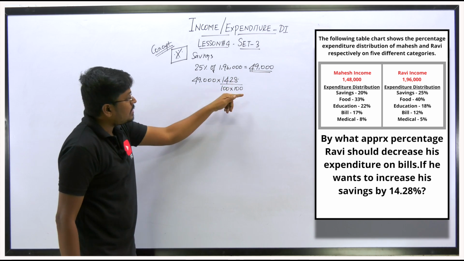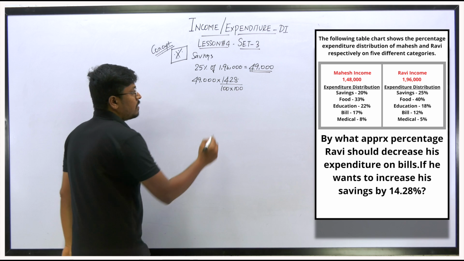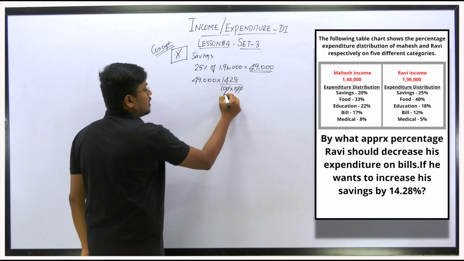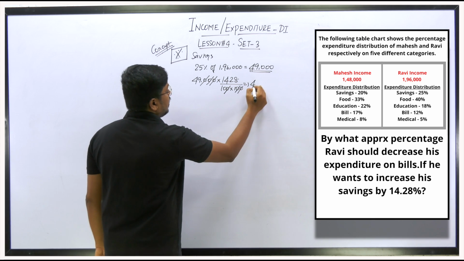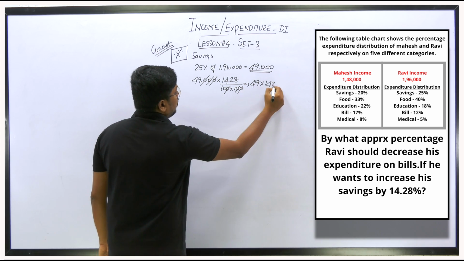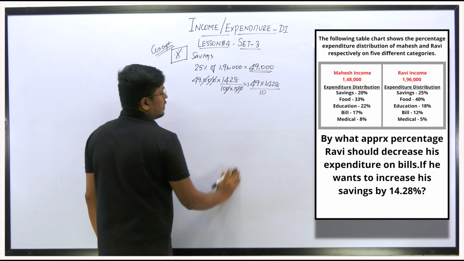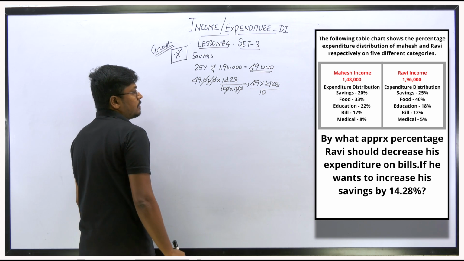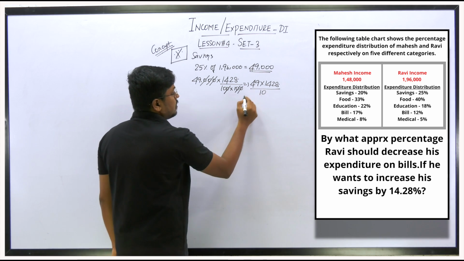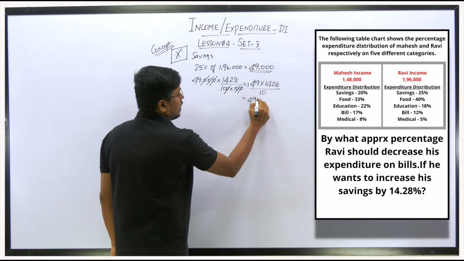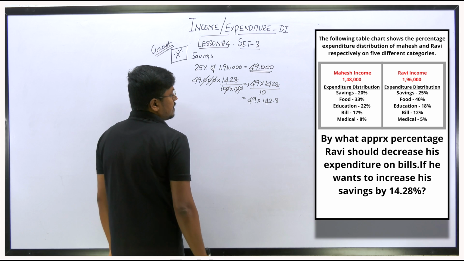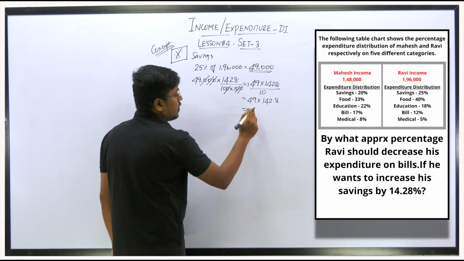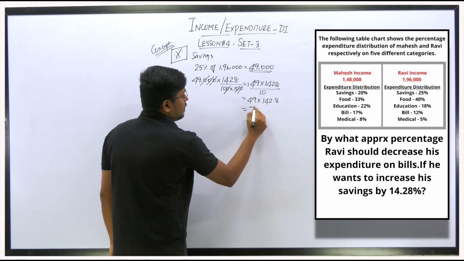In order to remove the decimal point, divide by 100. So now we can cancel 1, 2, 3 and 1, 2, 3 zeros here. So remaining will be 49 into 1428 divided by 10. So I think we can further reduce this, or else we can do 49 into 142.8. So 9 sevens are 63, 4950. So this will be 7,000.